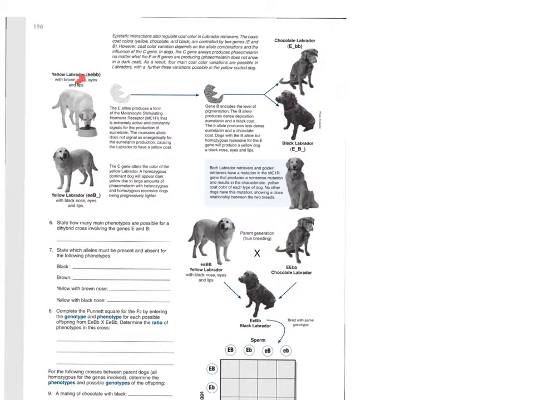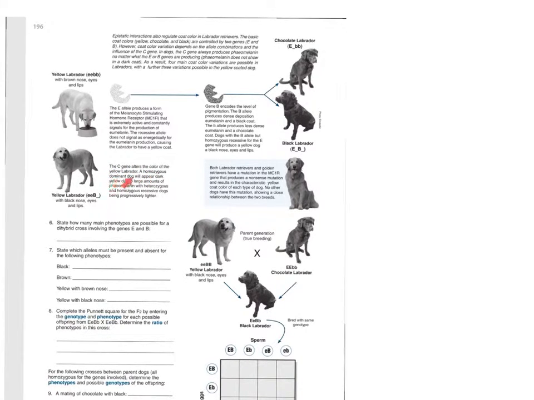Now, interestingly, because it's little b, it's producing a little bit of melanin, but not a lot of it, because this is controlling how much, right? The level of pigmentation. This dog is a yellow lab with brown nose and brown eyes and brown lips. But you could have a yellow lab. Why do you have a yellow lab? Because there's a third gene, gene C, that alters the color of the yellow Labrador.